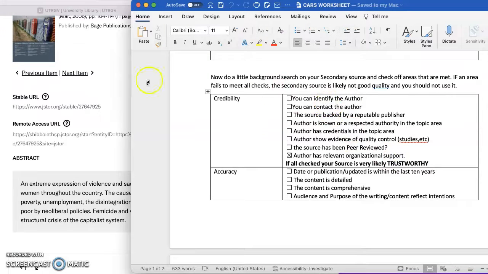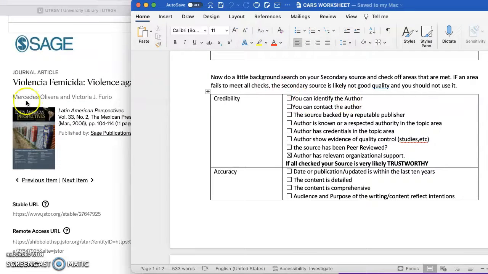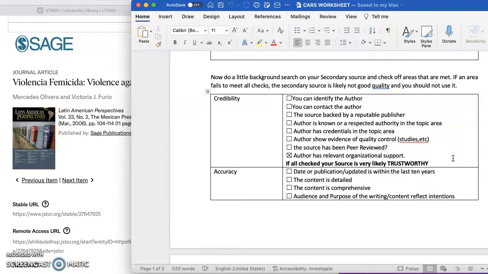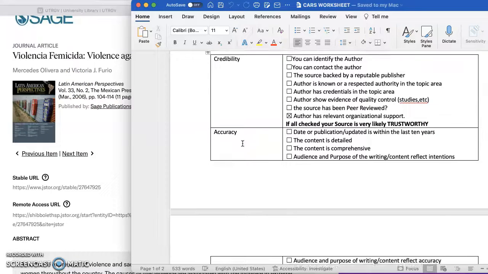I identified the author, which was Mercedes Oliveira, and then Victoria J. Furio was the translator. Looking her up, I couldn't really find the contact of the author, but I did see information about her: she's an anthropologist and a feminist and has a lot of published works about femicide and feminism. And then I looked up Sage Publications. It's a pretty credible publisher.